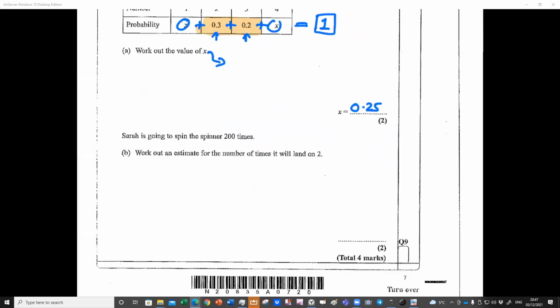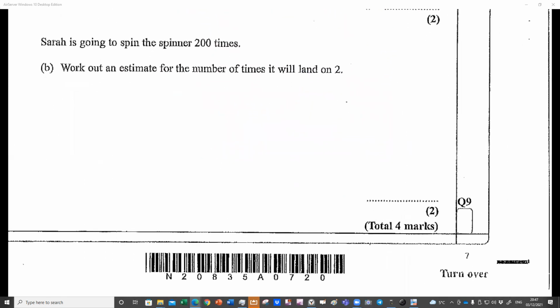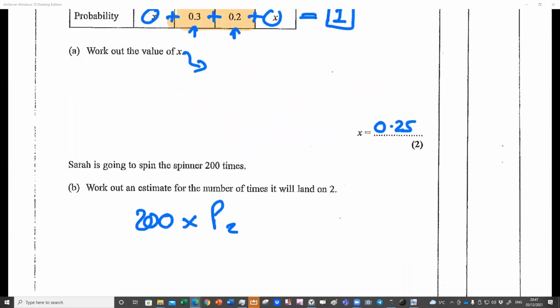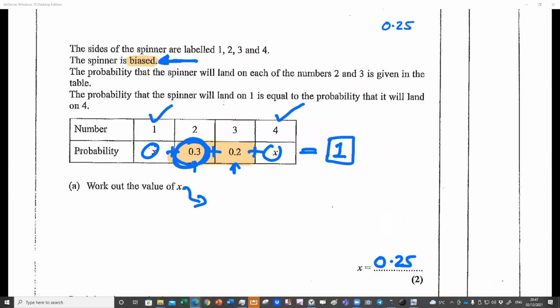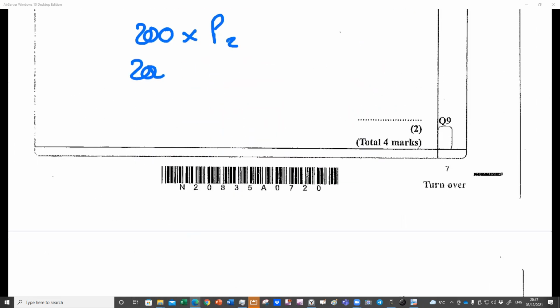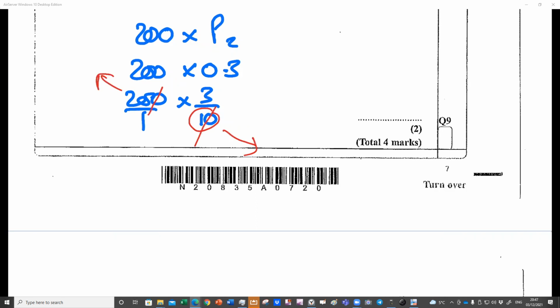Okay, right. Arva, finish up the question for me, please. Sarah is going to spin the spinner 200 times. Work out an estimate for the number of times it will land on 2. So let's have a look. What was the probability it lands on 2 in the first place? 0.3. So we do 200 times 0.3, which to make it a little bit nicer for us to do with our calculator, we change it into fraction style. Can you cancel that down for me, please, Arva? It's 20 times 3. Good. So we're canceling this diagonal by 10. We knock off a 0 each time. 20 times by 3. So how many times are you expecting to get the 2?